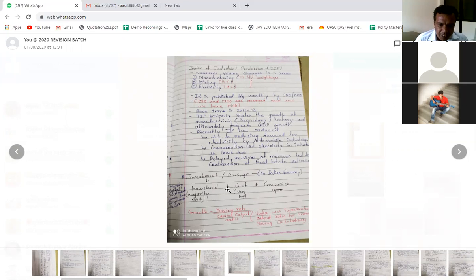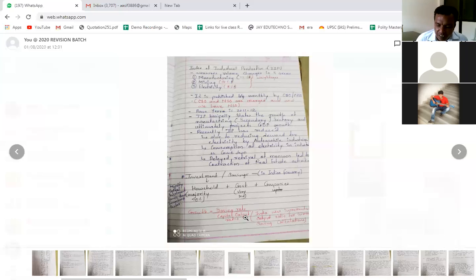Again, here it is mentioned: investment and saving. A question can be asked about it. Investment by households and saving in the Indian economy: households are the majority, that is, 70% of total investment is household investment. Government is very low, and companies are close to zero. Growth is equal to the saving rate divided by the capital output ratio.